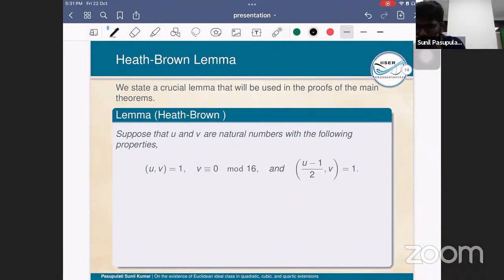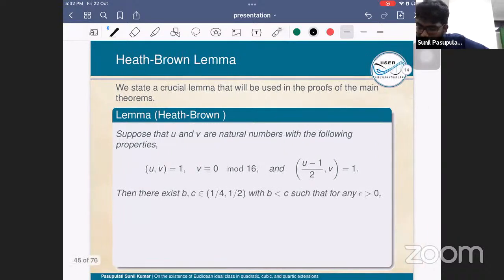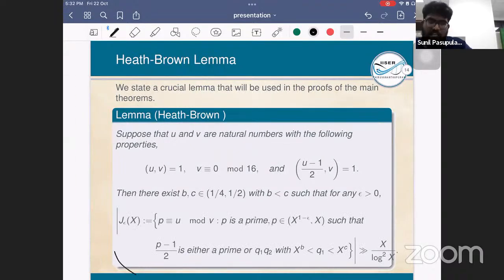Okay, so this is one of the important results that I'm going to use for the proof. Suppose U and V are natural numbers with the following properties: the GCD is 1, V is congruent to 0 mod 16, and (U minus 1 by 2, V) is 1, and there exist B, C in (1/4, 1/2) with B less than C, such that for any epsilon greater than or equal to 0, we have this set J epsilon. I'm counting primes less than or equal to x, with P congruent to U mod V, and this count is always going to be greater than or equal to x over (log x)^2. That is something we will use.